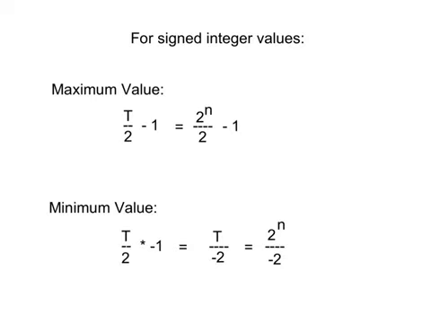For negative numbers, the minimum value is the total number of possibilities divided by 2, but make that into a negative number. And another way of saying that is, of course, the total number of possibilities divided by negative 2. And another way of saying that, because the total number of possibilities is 2 to the power of n, where n is the number of bits, you could simply say 2 to the power of n divided by negative 2 will give you your lowest possible negative number.